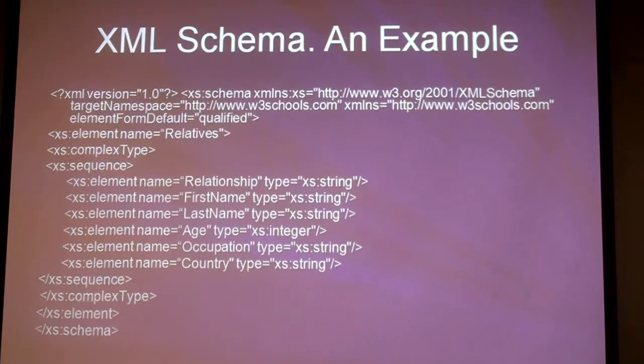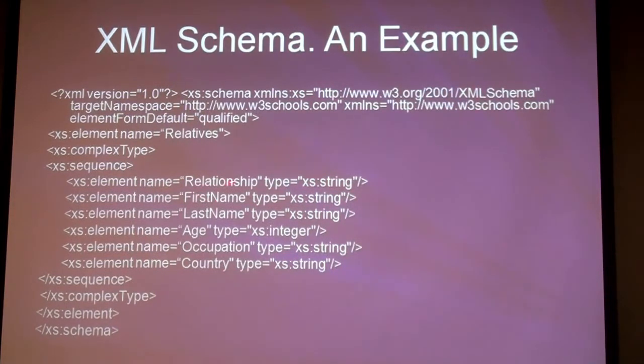It says that the root element should be relatives, and this is a complex type. What complex type means is that it contains children. Okay, that's what it is, hierarchy. And then we have a sequence of the elements, and the sequence goes in this order. It should be relationship, first name, last name, age, occupation, country. Okay, and besides listing these elements, if your XML document contains these elements in a different order, that will be an error. Okay, but besides that, we specify also data type.